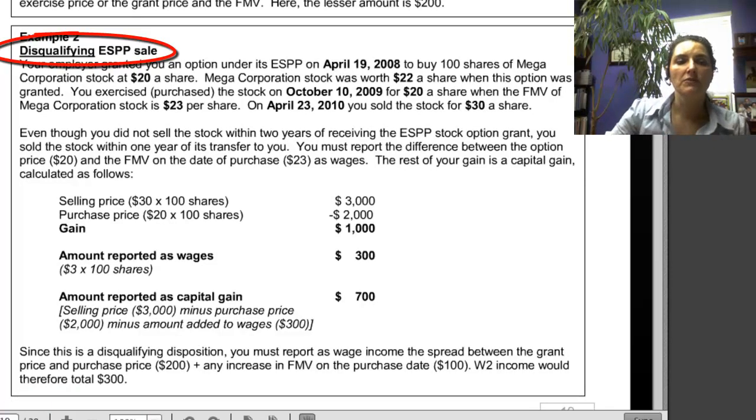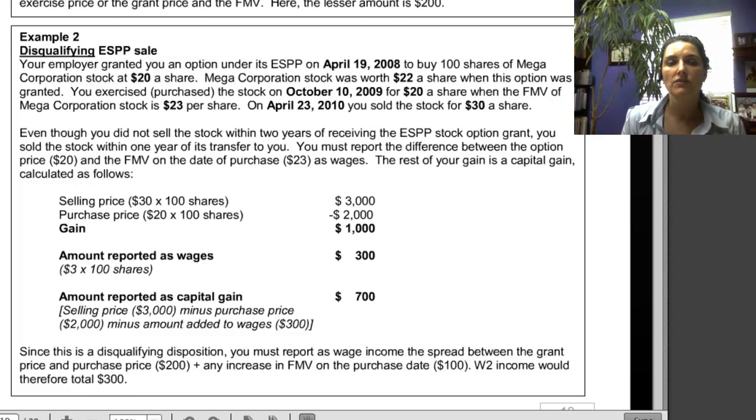Your employer granted you an option under its ESPP on April 19, 2008 to buy 100 shares of Mega Corporation stock at $20 a share. Mega Corporation stock was worth $22 a share when this option was granted. You exercised or purchased the stock on April 10, 2009 for $20 a share when the fair market value of the stock is $23 a share. Then on April 23, 2010, you sold that stock for $30 a share.